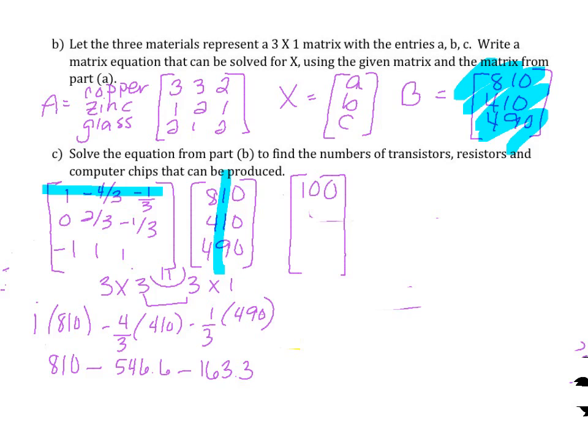Now let's take our middle row and multiply it by everything on the left. So we're going to have 0 times 810 plus 2/3 times 410.